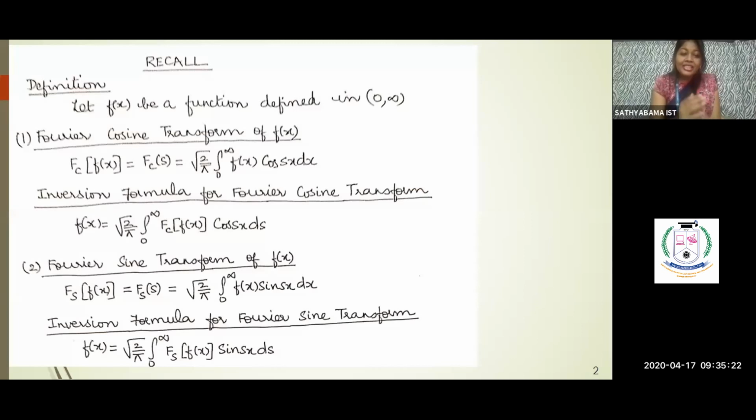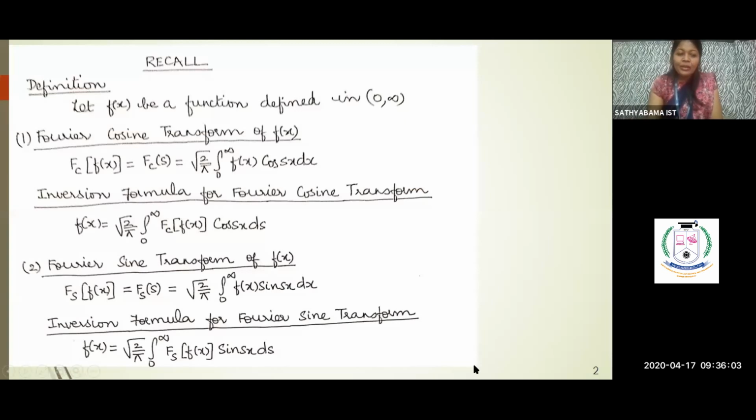So to start with, what is the Fourier cosine transform of f of x? As I told you, f of x is defined in 0 to infinity. Don't forget that. Now, the Fourier cosine transform of f of x is denoted as Fc of f of x, also denoted as Fc of s. And how is it defined? You remember in the Fourier transform it was 1 by root of 2 pi. Here it is root of 2 by pi, integral 0 to infinity, f of x cos sx dx.